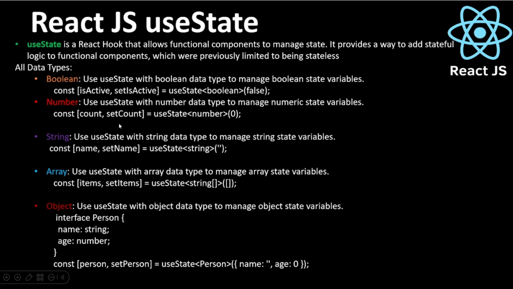So next is the number. Number data type: use useState with the number data type to manage numeric state variables. const count, setCount equals useState of 0. Either you can take 0, 1, 2, 3. As I said earlier, useState gives two values, count and setCount, whatever name it is. It's just a name, and you can declare whatever name you want.